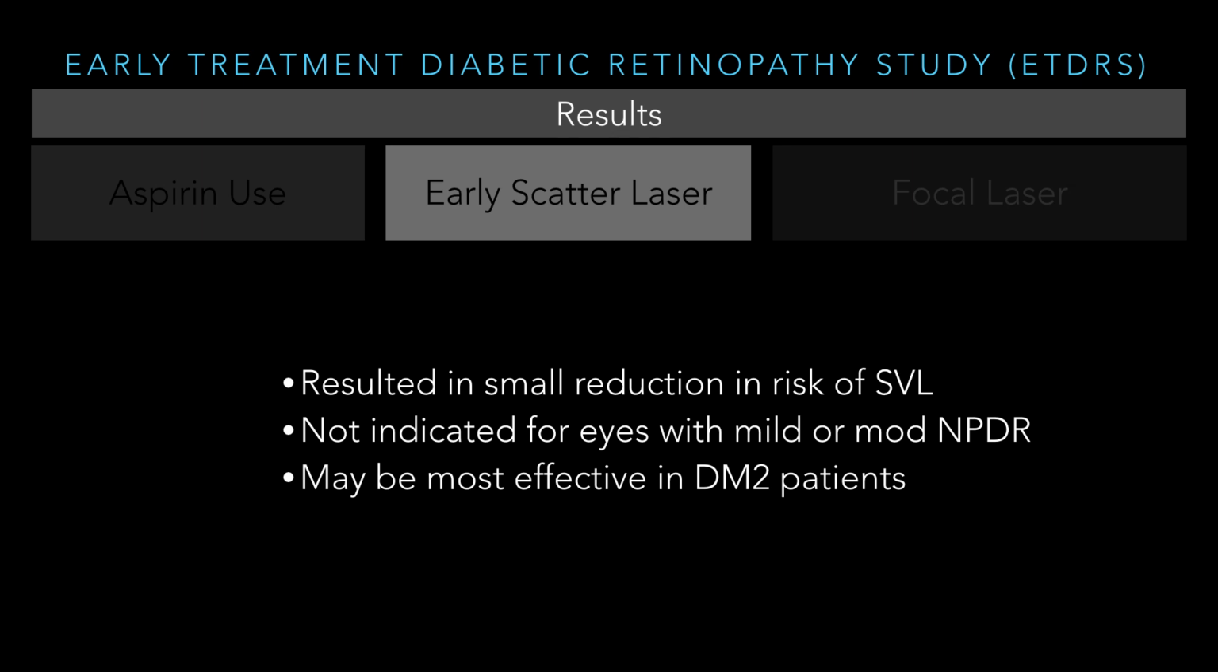Oh my goodness, this is going to be a tough lecture. Mild or moderate NPDR. We obviously don't even use it for that now, and this is the study that showed us that it wasn't helpful. Otherwise, we'd be lasering everybody, and it might have been more effective in type 2 than type 1. Anybody know what severe vision loss is? We don't even talk about it now. 5/200 or worse. Just absolute.